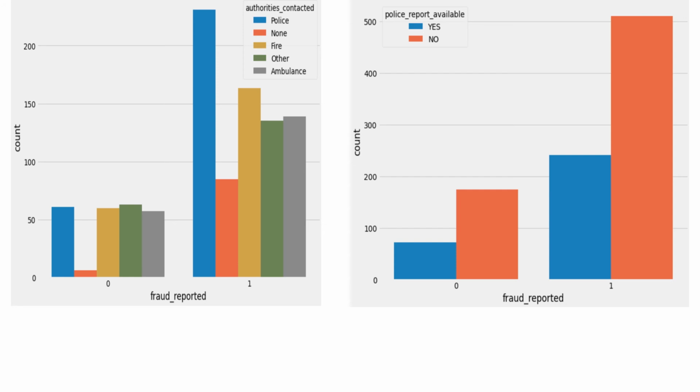Here we have two types of graph. The first one is authority report. We have police, none, fire department, other, and ambulance. When it is 0, it means that there is no fraud. When it is 1, it means that there is fraud. For the second graph, we have the police report. Blue means yes, and no is orange, sorry. So we can see here that when it's no, the fraud is higher. When it's yes, the fraud is lower.